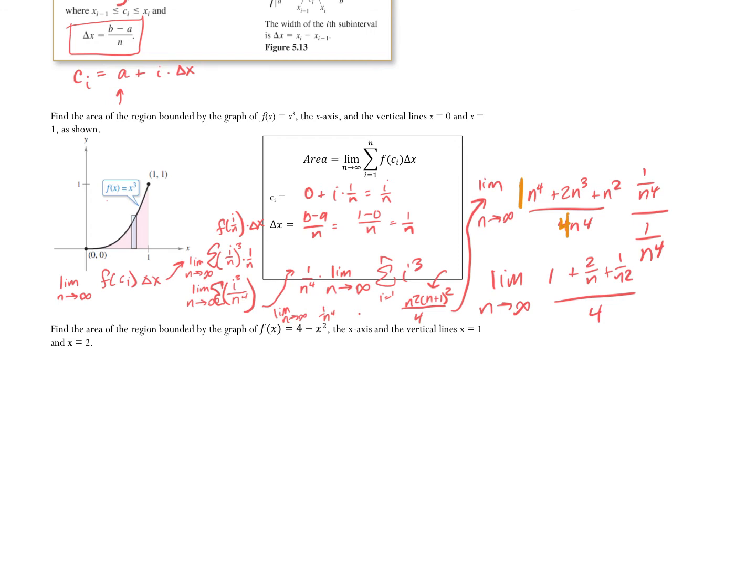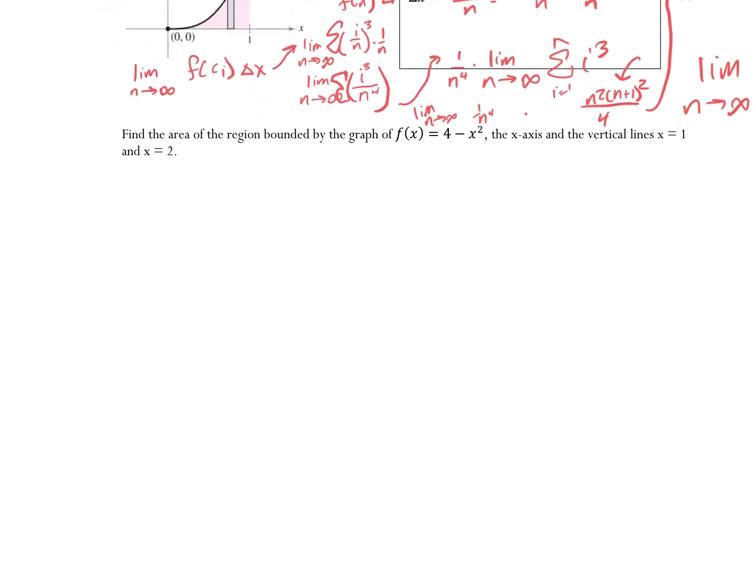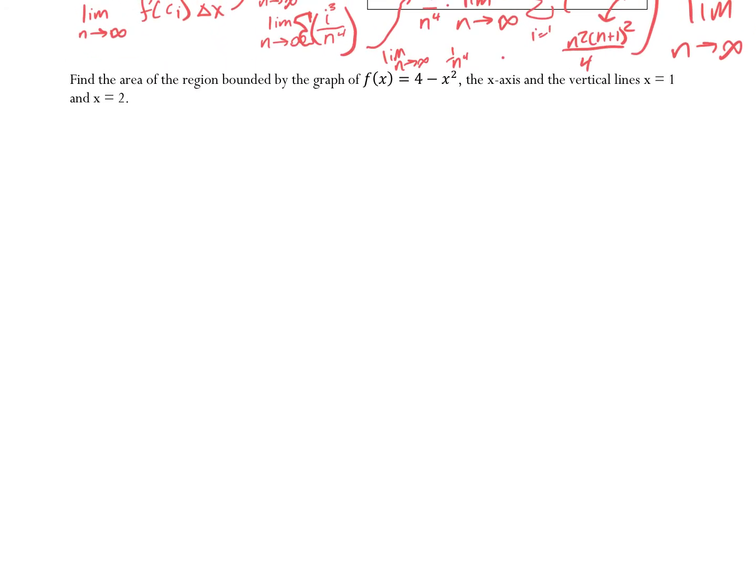We good? All right. So to use this definition, we are going to take the limit as n approaches infinity, the sum, and we'll use k equals 1 to n, and then we're going to do f of ci times delta x. That part is going to be very consistent. That part's always going to be there.